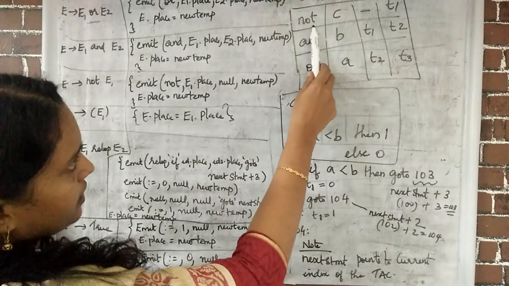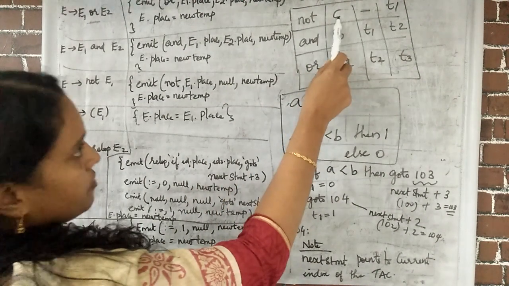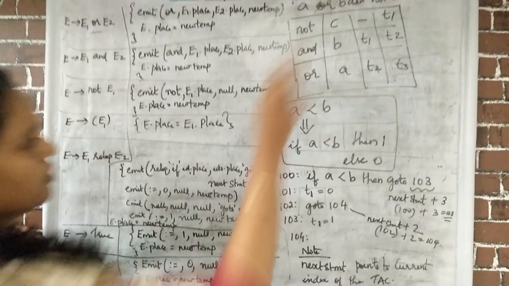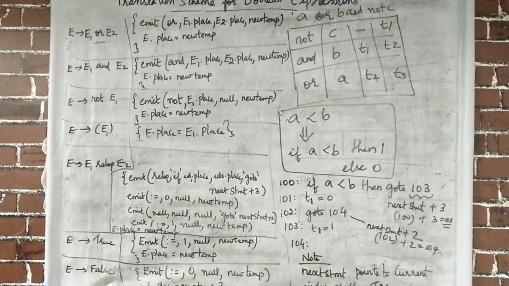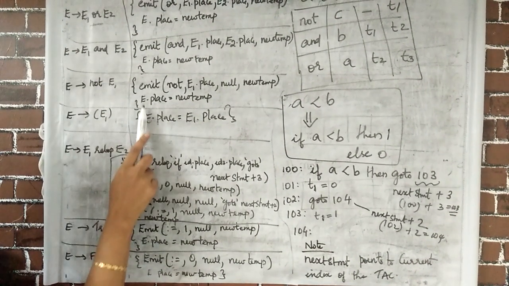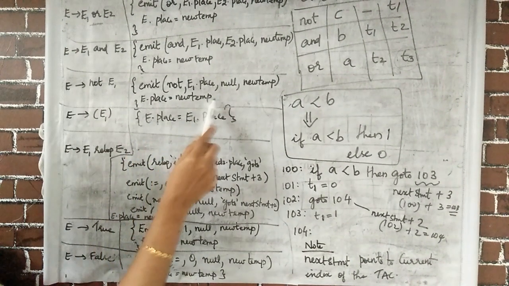So here also we can see that for the NOT operator, the first operand doesn't have any temporary, there is no second operand, and the result is stored in the temporary variable T1, right? Again the result should be assigned to the left hand side variable E. So E.place is equal to new temp.